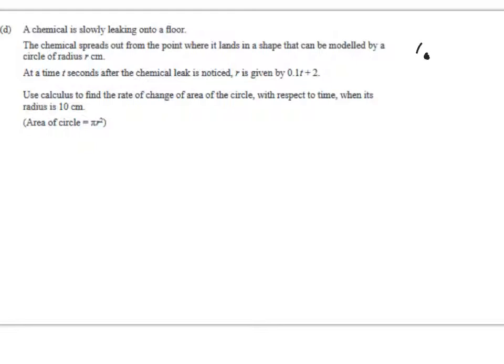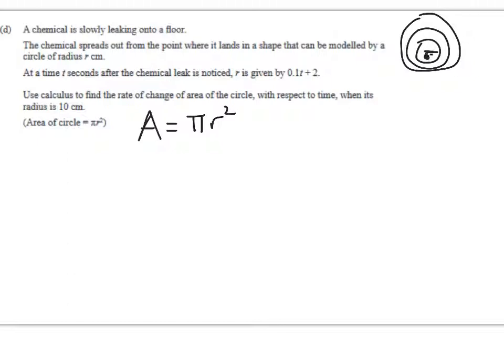Okay, so there's my blob, and the chemical is spreading in a perfectly circular manner. No, actually, all we're told is that we can model it with a circle. Okay, so we're given a formula for the area of the circle of the chemical leak, which is pi r squared. And we're told that the radius is given by this expression. So we can straight away write down r is equal to 0.1 t plus 2. So this links the radius with the area.